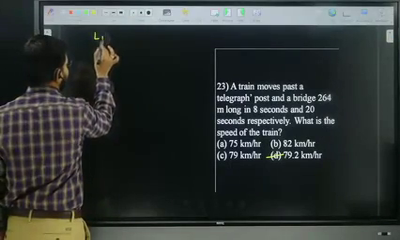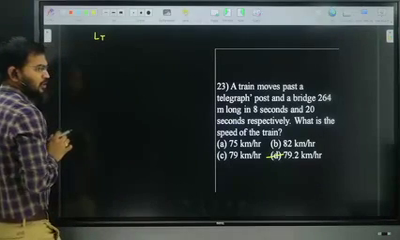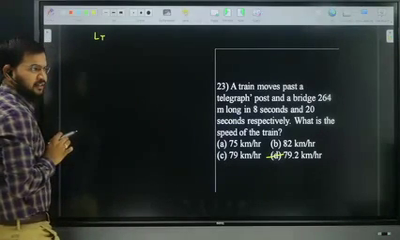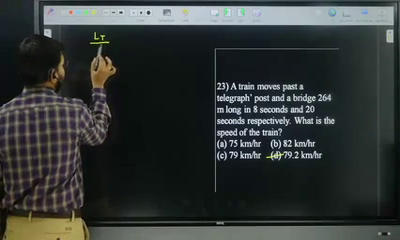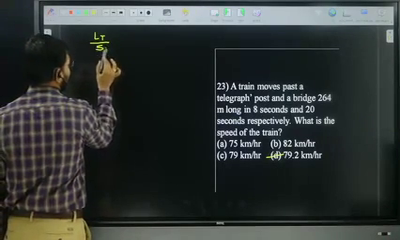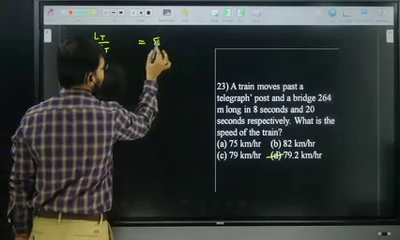Whenever a train crosses a telegraph post, distance is nothing but the length of the train. Length of the train by speed of the train is equal to how many seconds? 8 seconds.